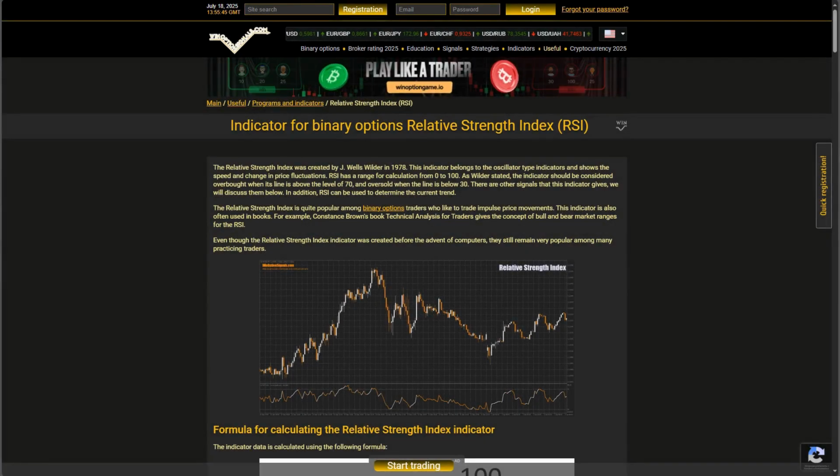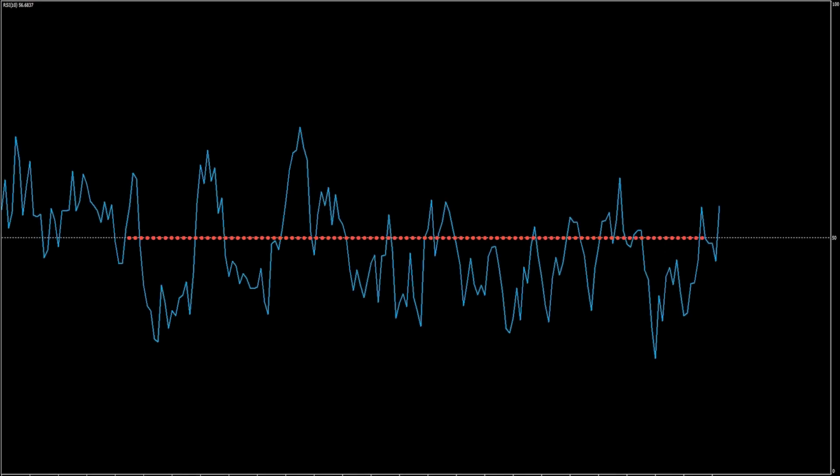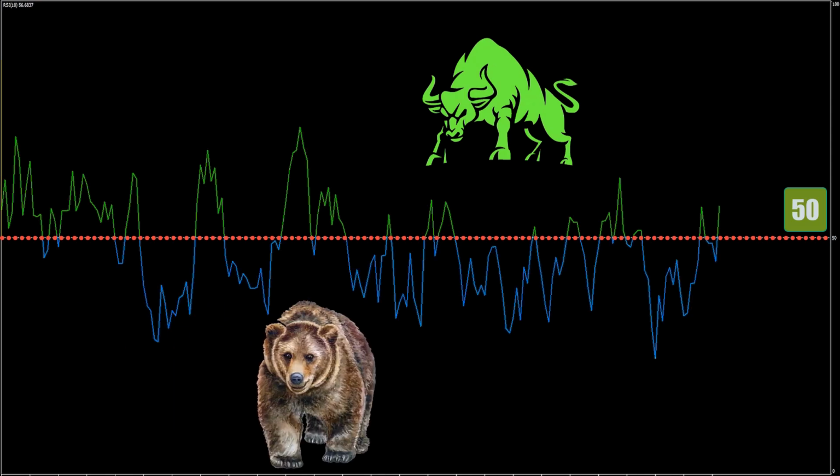As for filtering the signals themselves, the Relative Strength Index, RSI indicator, has proven itself to be excellent here. It measures the strength of the current price impulse and helps traders to understand who is currently in control of the market, buyers or sellers. If the RSI line is confidently above level 50, the bulls prevail. If it goes below this mark, the bears have seized the initiative. It is this position of the RSI relative to the average line that we suggest using as a filter.